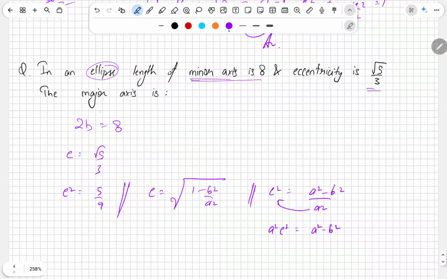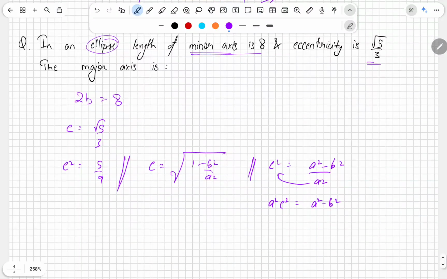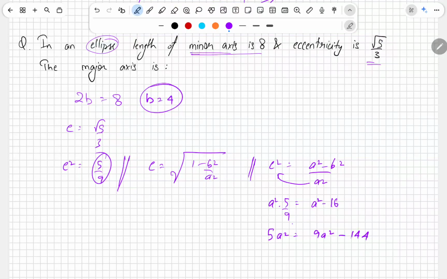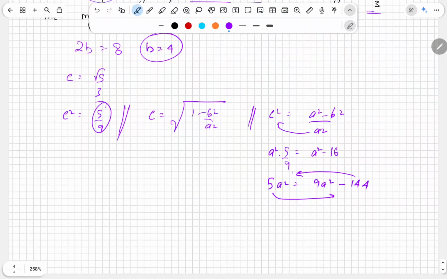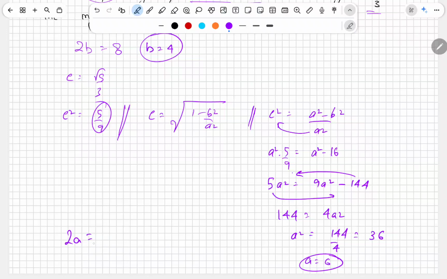So now I have the minor axis. I have to find the major axis. Now using the values which I already have, I have b equals 4. So I'll put that value. 4 square is 16. I have e square, which is 5 by 9. I'll put 5 by 9 over here. Great. So I'm having 5a square equals 9a square minus 144. Taking this over there and this over here, I will get 144 equals 4a square. A square is equal to 144 by 4, that is equal to 36. So a is equal to 6 and major axis is 2a, that is going to be 12. So that is going to be my answer.